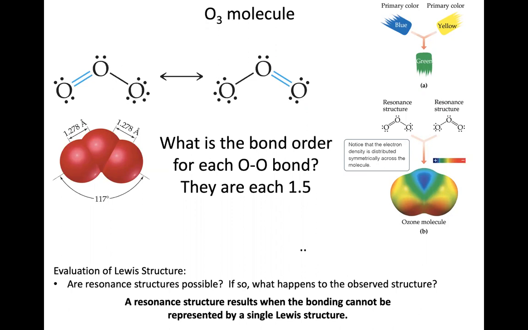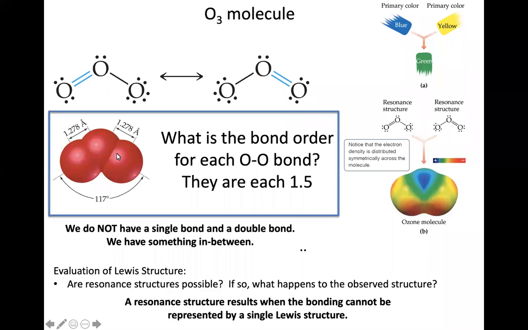I'm doing an averaging of a double and a single. One way you could think about that, that would be a total of 3 bonds cut in half, 1.5. That would be my description for my bond order. And if we look at the structure here, it looks like they're equivalent. They're the same length on either side right here. This idea of resonance, of describing the structure, we do not have a single bond and a double bond. We have something in between those when we combine them with our resonance structures.